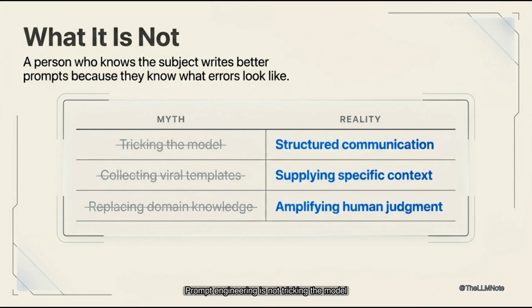Prompt engineering is not tricking the model. It is not collecting viral prompt templates. It is not replacing domain knowledge. A person who understands the subject will write better prompts because they know what context matters and what errors look like. Prompting amplifies judgment. It does not remove the need for judgment.